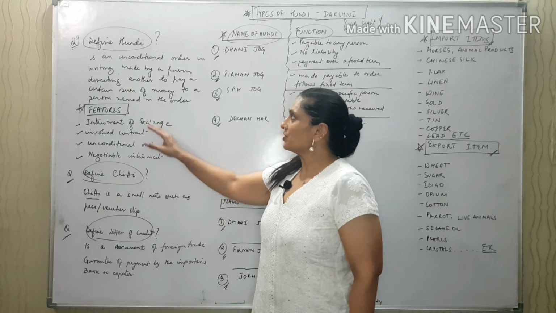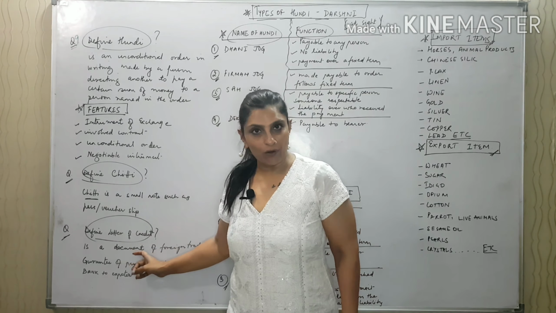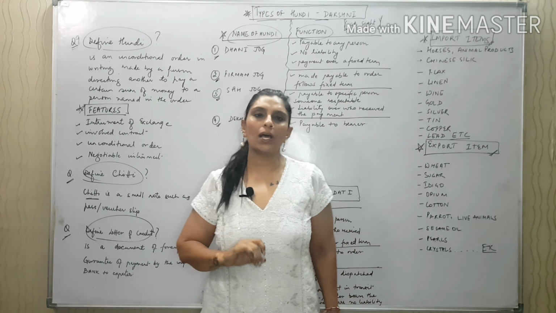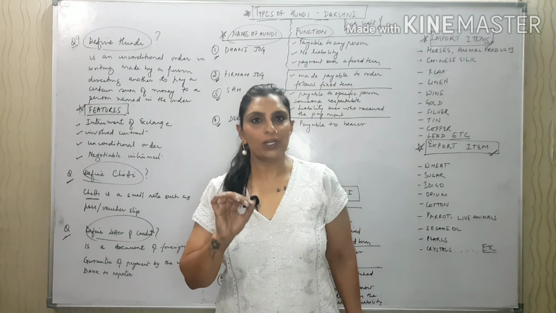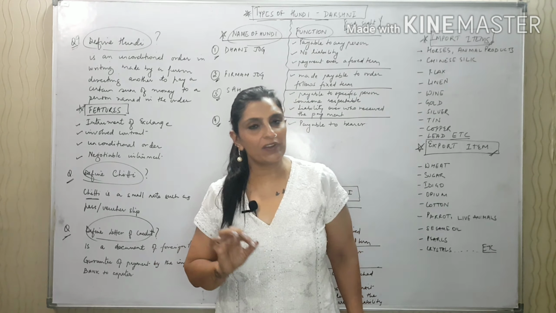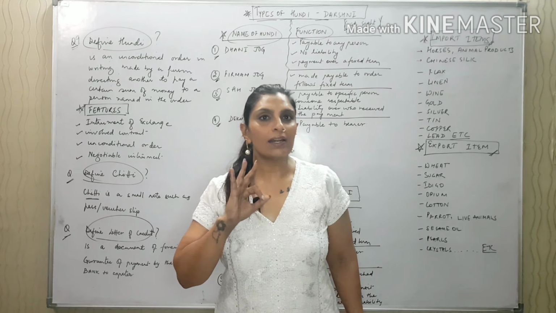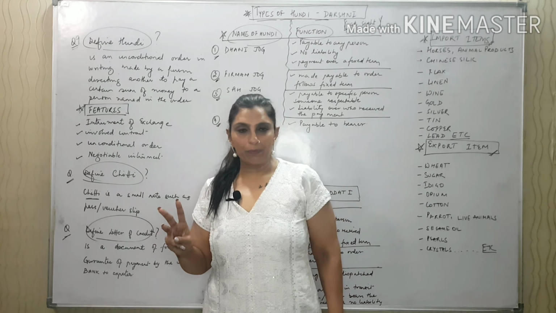Okay, next question is hundi, then chitti, then letter of credit, and the types of hundi. Now, I'll tell what is hundi. When we talk about hundi, we're talking about bill of exchange. You'll be doing this term in your accountancy, or must have done it. There are three parties to a bill of exchange: drawer, drawee, and payee.